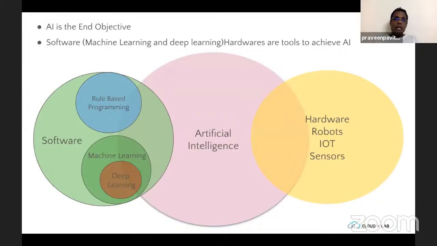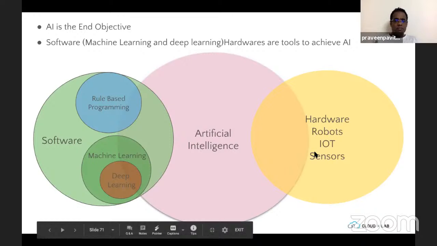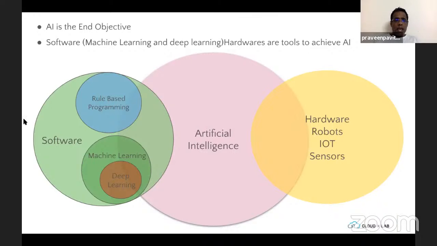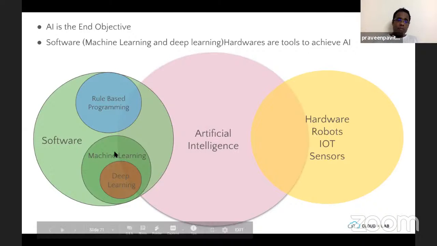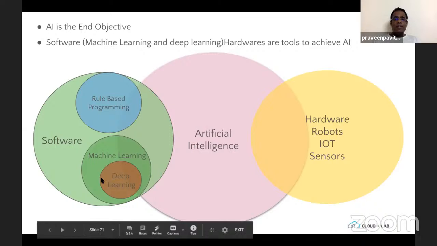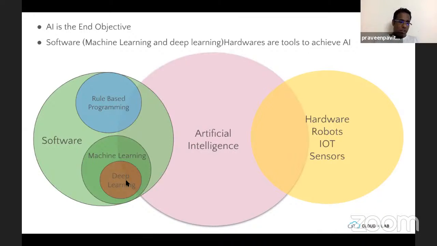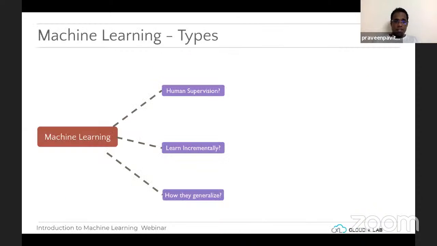Okay, so another way of looking at the AI system is that AI is an end objective, and it takes hardware and software to achieve it. On one end you have hardware, which would be robots, IoT sensors, maybe your mobile phone, and on the other side you have software. And as you notice, there are different types of software. You could have simple rule-based programming, like the example we saw with the traditional spam filter, which was just rule-based programming. But that's also AI in a simple way. And there's machine learning, and then there is deep learning, which is a small component of machine learning. And we will go through and understand the differences of that.